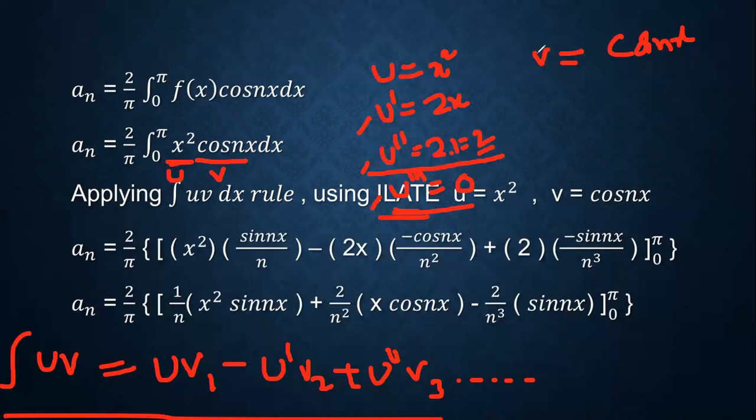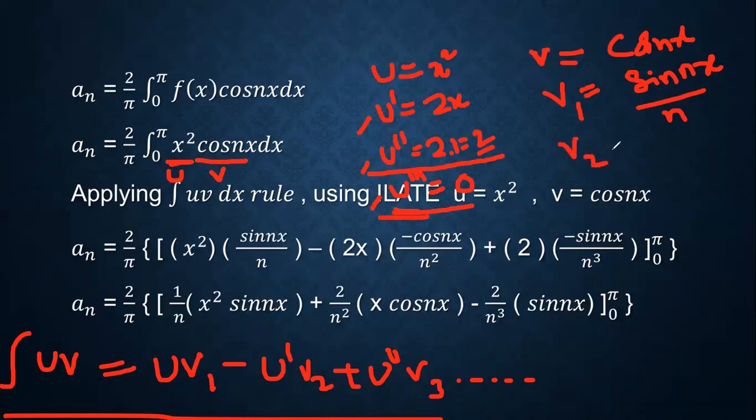Next, the v term should be integrated. That is v1. v1 is the integration of cos nx, which can be represented as sin nx, where the x coefficient n is taken as the denominator. So sin nx by n.